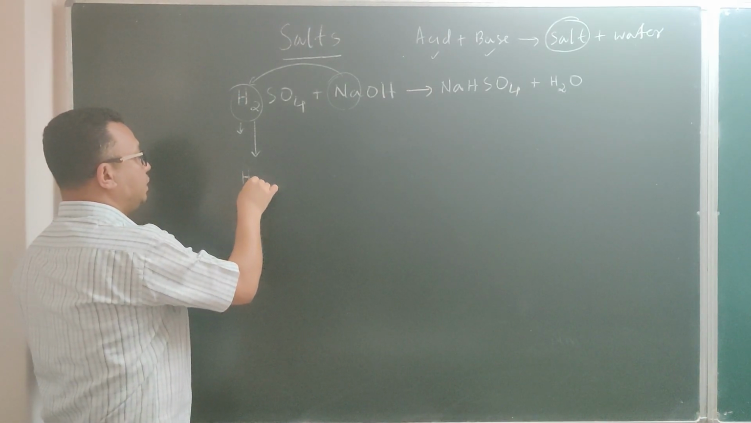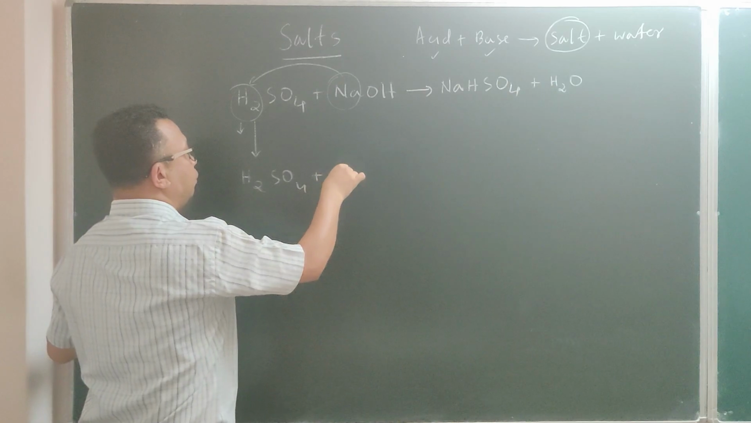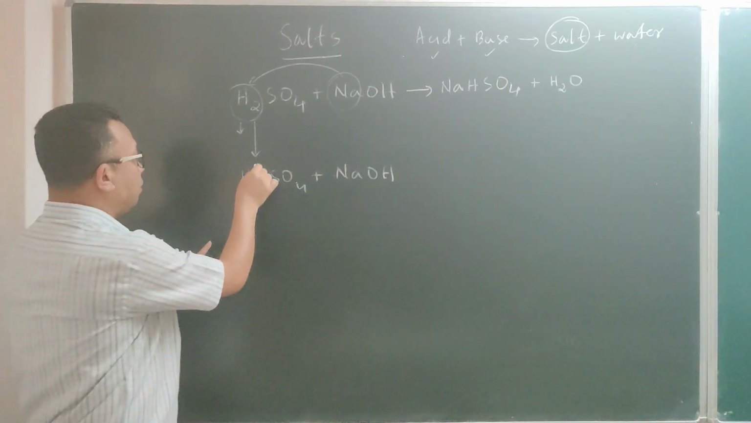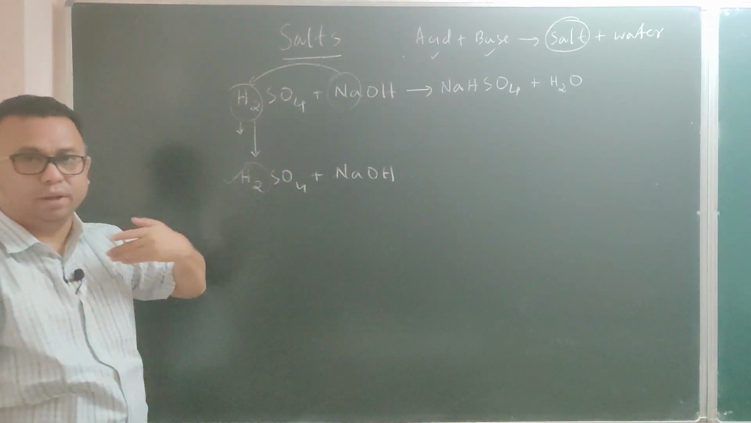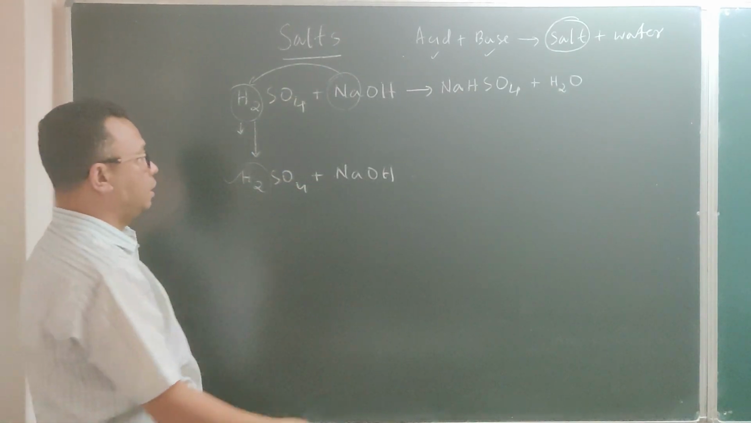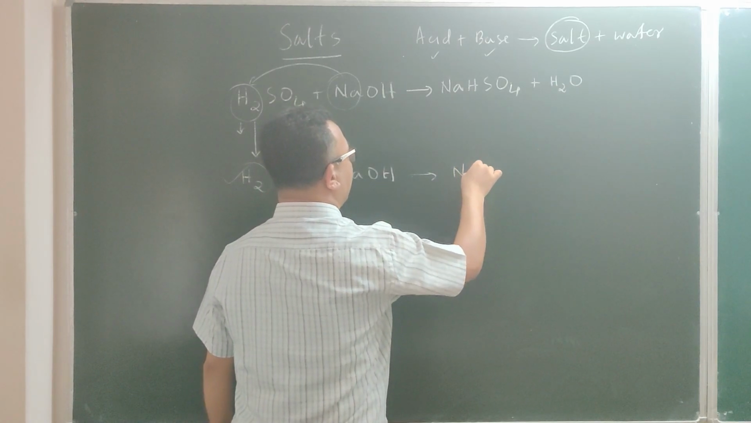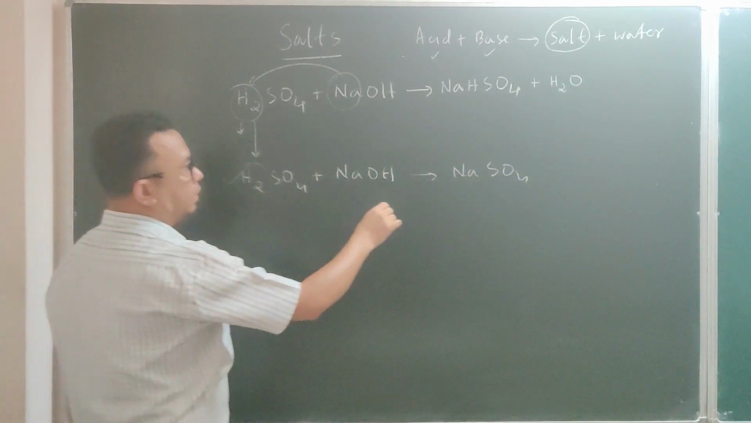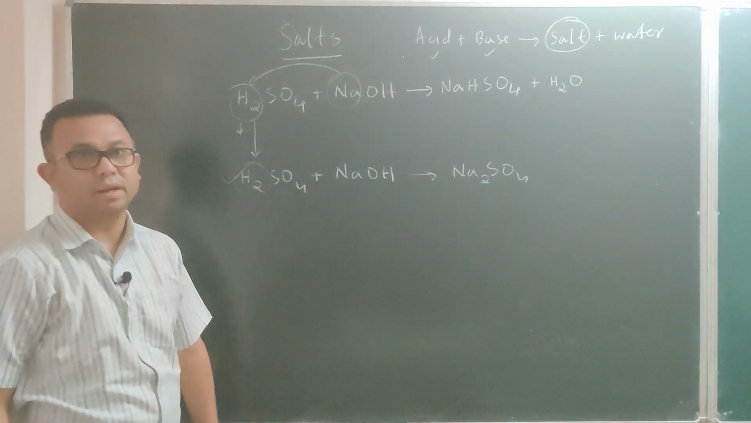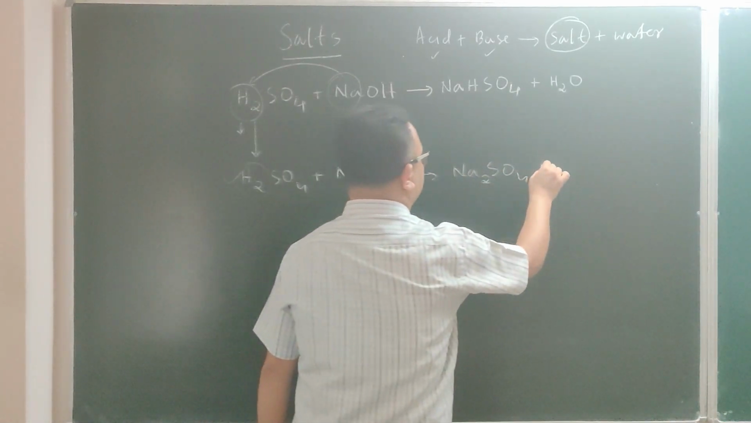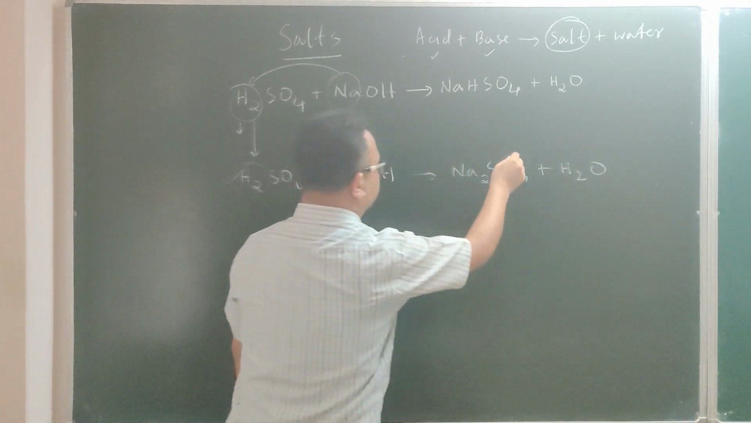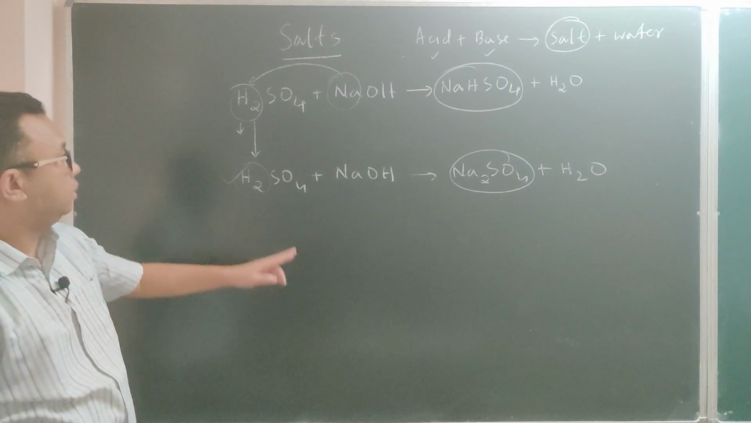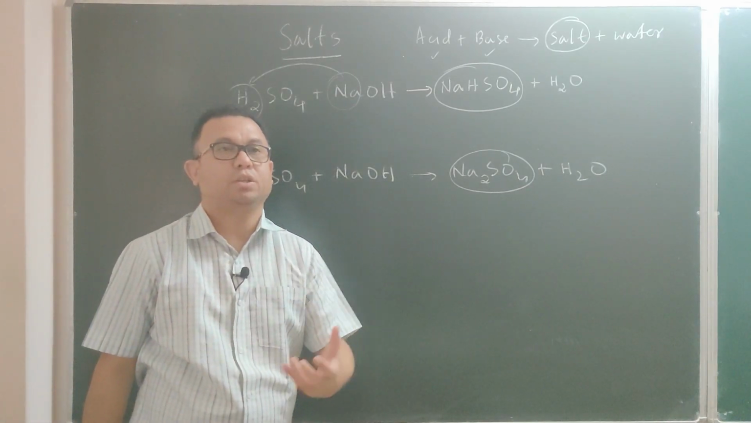But I said in the definition that it can also be replaced fully. Now the same reaction I am going to write, same compound I have taken, but now the hydrogen is replaced totally, both hydrogen will be replaced. When you replace both the hydrogen, you will form sodium sulfate. Here this sodium is replacing both, and since sulfate has a valency of 2, I have to write Na2SO4 plus water. So this is also a salt. So as we are defining salt, what is a salt?